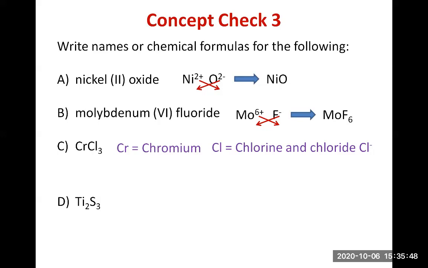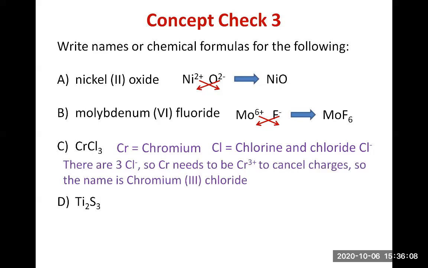So you find the charge by using the fact that you have 3 chloride ions here. So 3 chloride ions means 3 negative charges in total in that formula. And so the chromium will have to carry 3 positive charges, right? So chromium needs to be a 3+ ion to cancel the charges, so the name then is chromium(III) chloride.